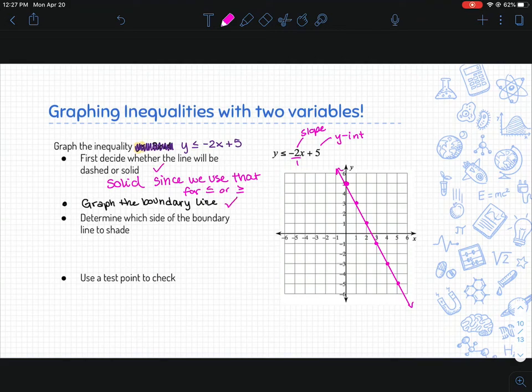Okay, so we've graphed the boundary line. We decided it was solid. We know the boundary line in this case is part of the solution, so I'm going to just mark that boundary is part of the solution because it's a solid line.